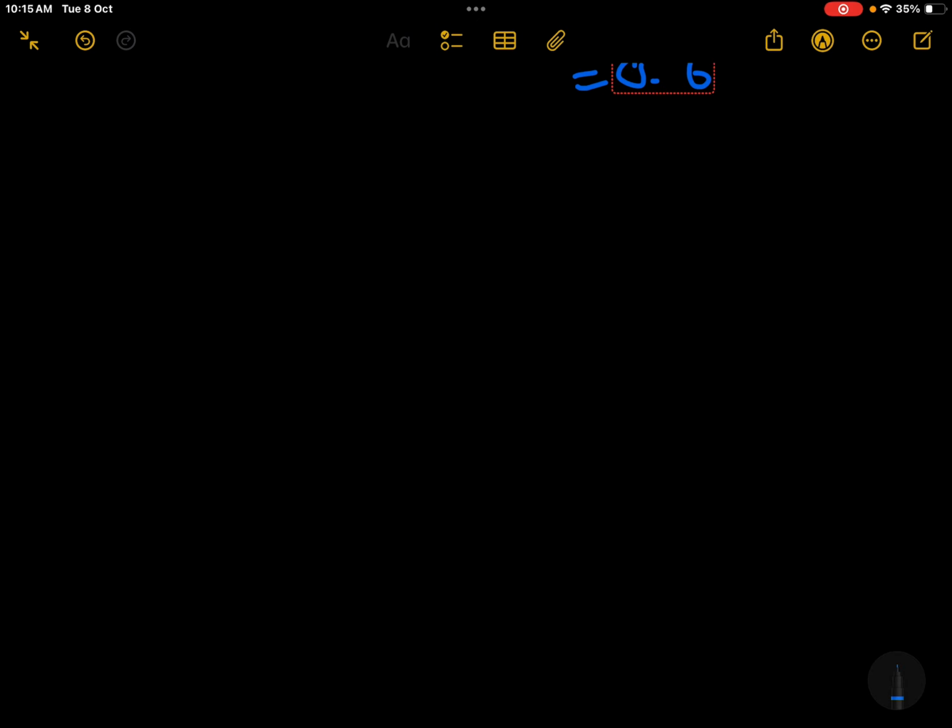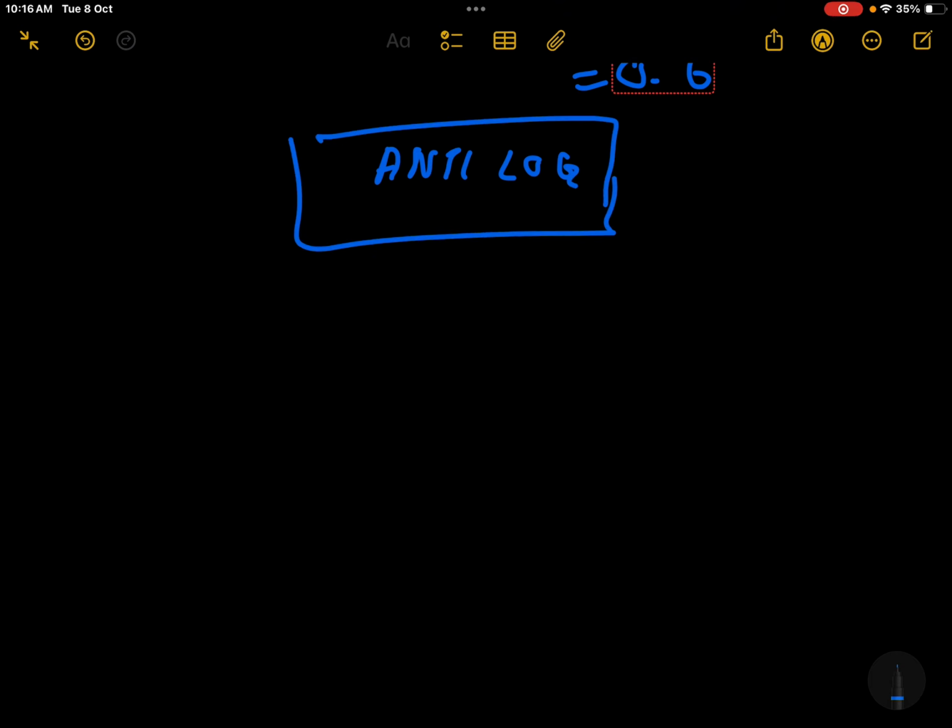Now what is the anti-log? That is the basic thing that we require. That is the concept that gets used in physical chemistry, that is the anti-log. So I am not going into the complex part, I am just giving simply how to solve the question, right?